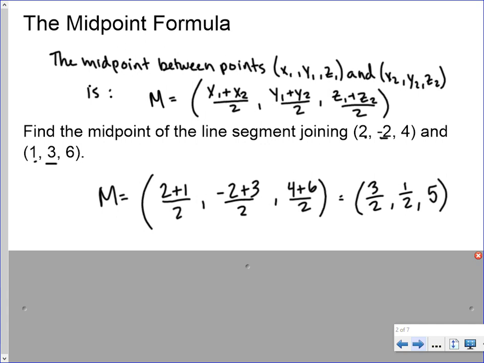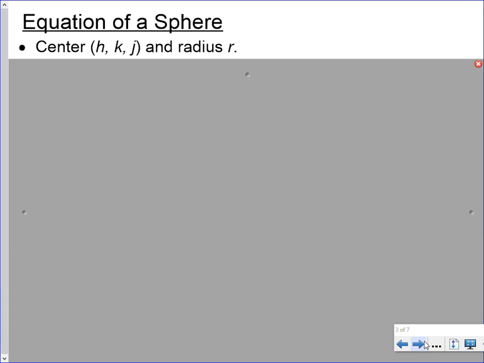If we plotted those 3 points in space, using one of the coordinate systems that I gave you yesterday, you should see that the midpoint is in between those 2 points in space. So that should seem reasonable to you. Any questions about the midpoint formula? Okay, then we will move on and discuss the equation of a sphere.